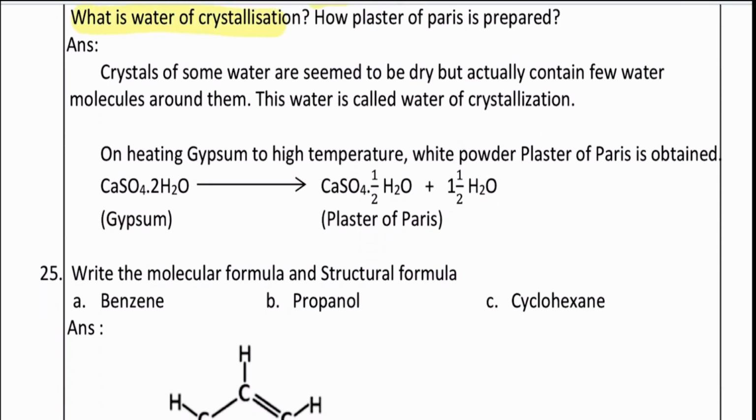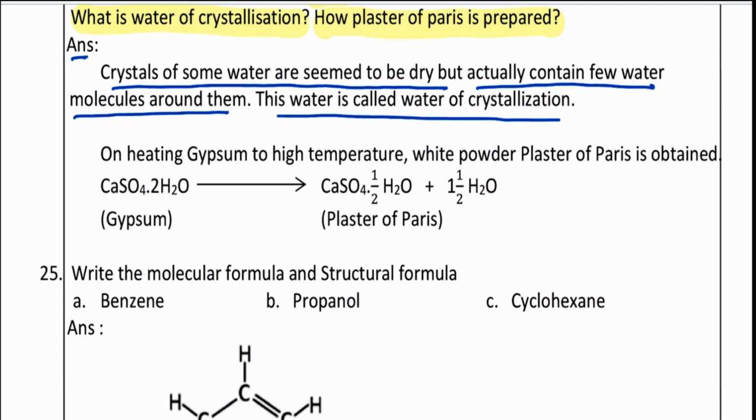What is water of crystallization? How is plaster of Paris prepared? Answer. Crystals of some salts seem to be dry, but actually contain a few water molecules around them. This water is called water of crystallization. On heating gypsum to a high temperature, white powder plaster of Paris is obtained. Here is the formula of gypsum and plaster of Paris.